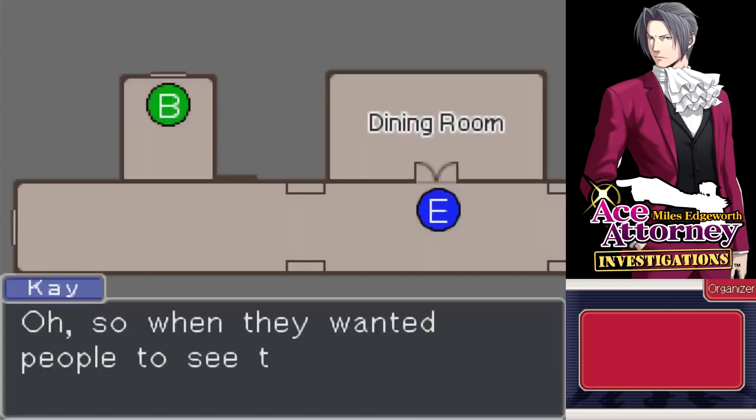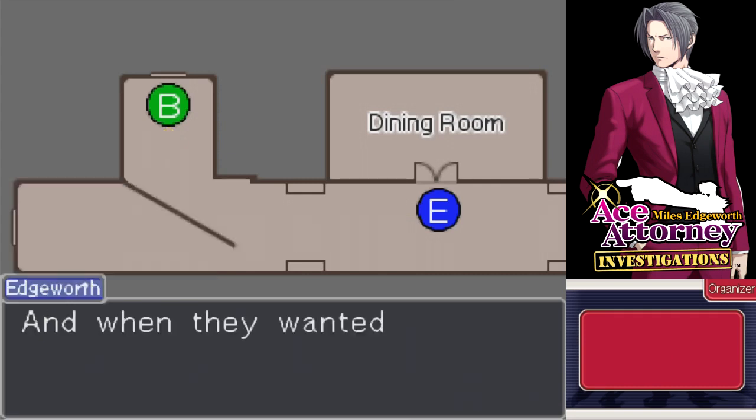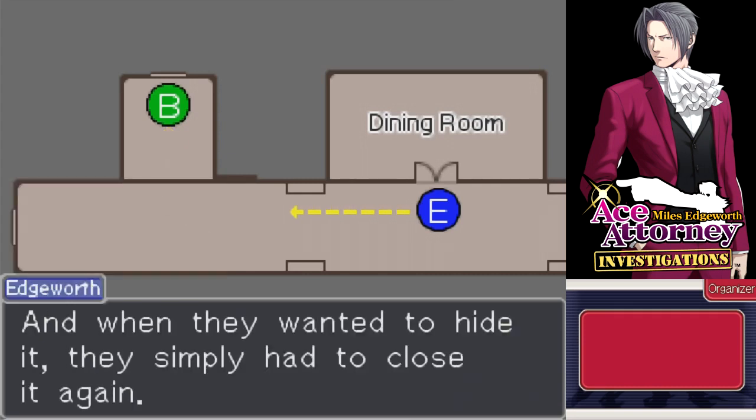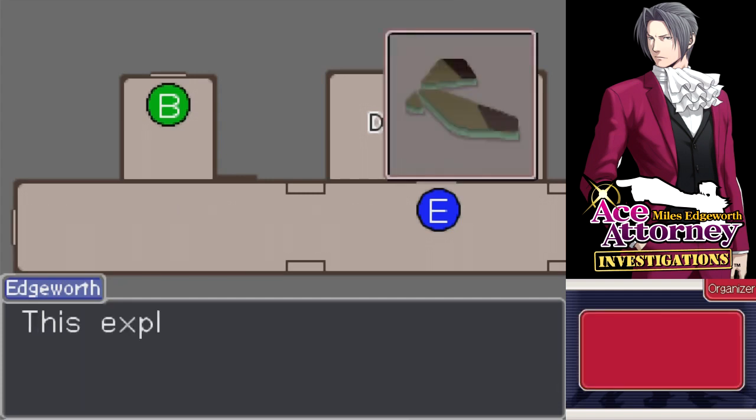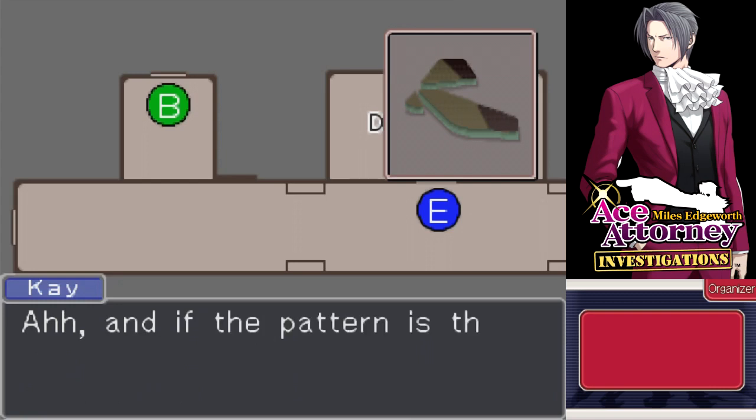Oh, you saw the beyond, that's why. Yeah. So when they wanted people to see the blue badger, they would open the mirror. And when they wanted to hide it, they simply had to close it again. Huh. This explains why the other side of these fragments have a design on them.